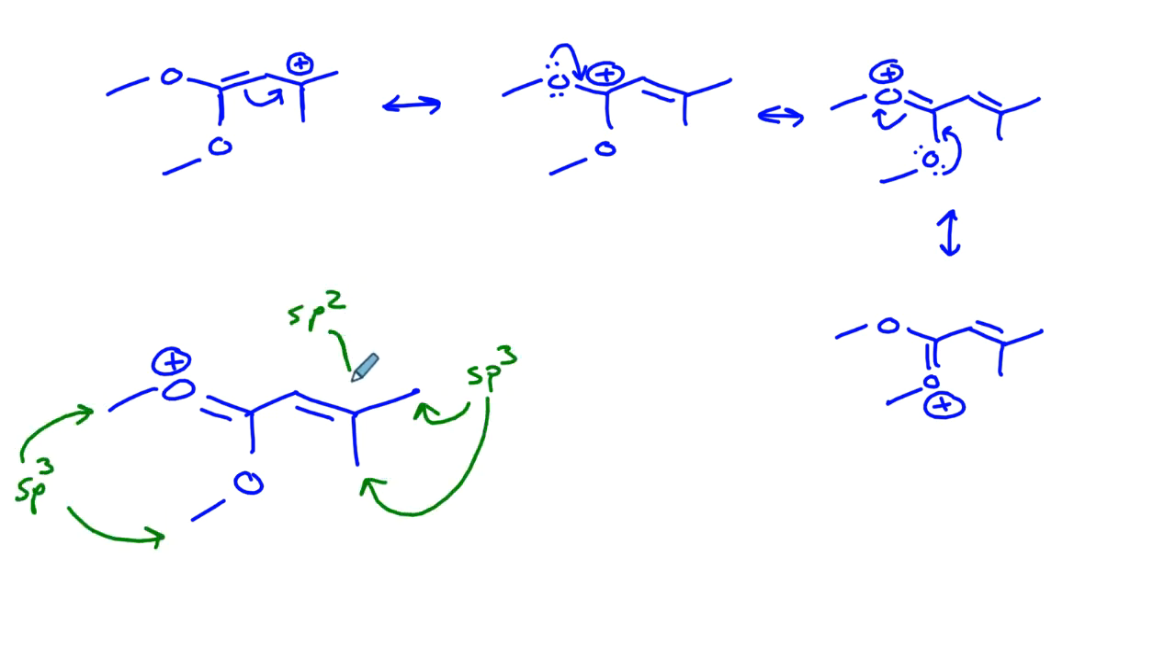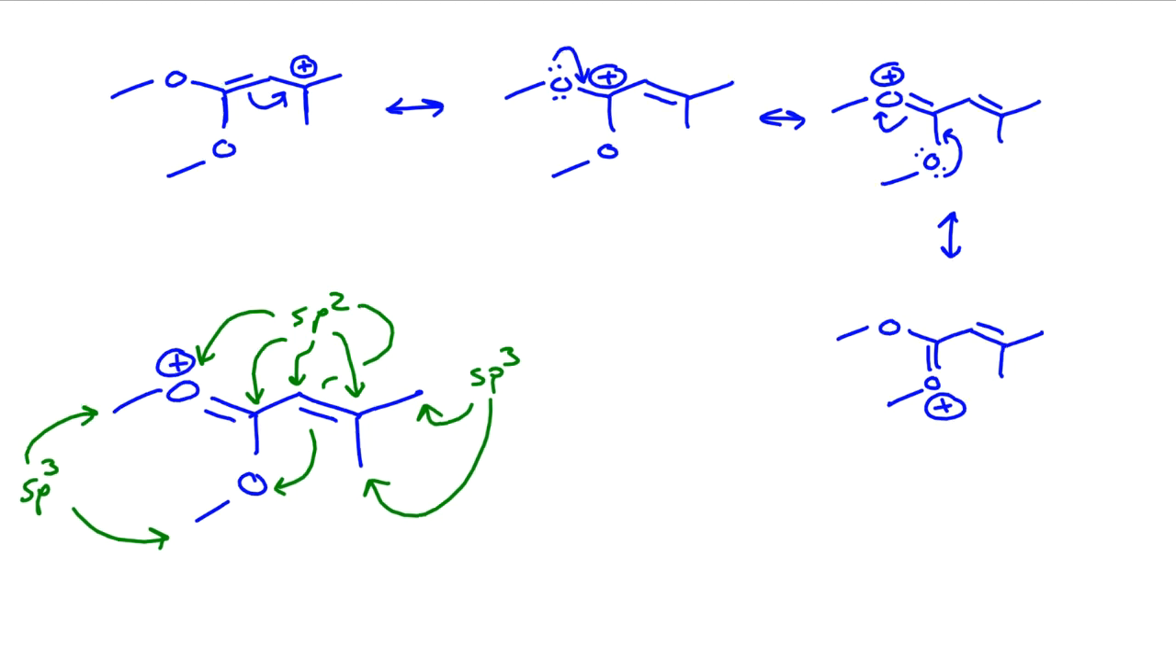This carbon atom right here, this carbon atom right here, this carbon atom right here, this oxygen atom right here, and let's go all the way to the back, that oxygen atom as well are all sp2 hybridized. They are all going to have a trigonal planar geometry.